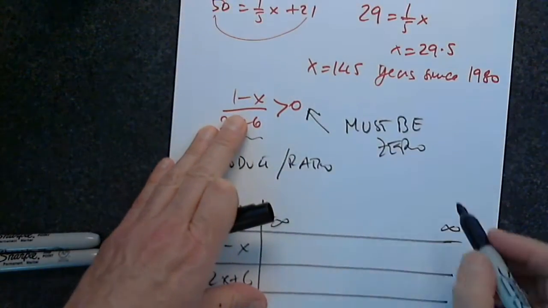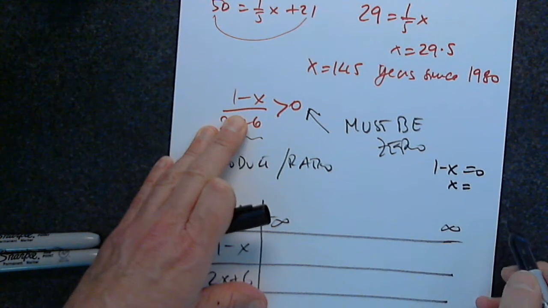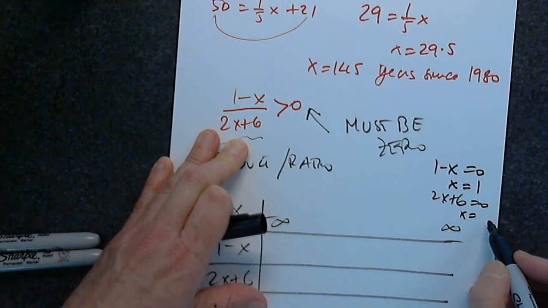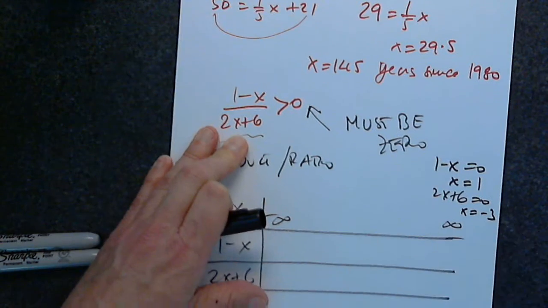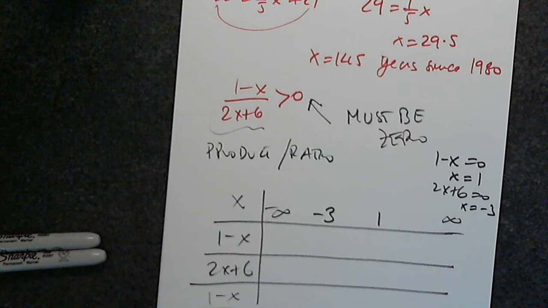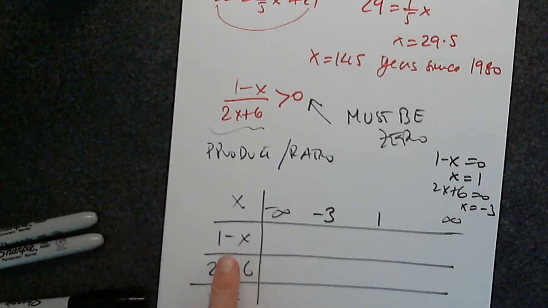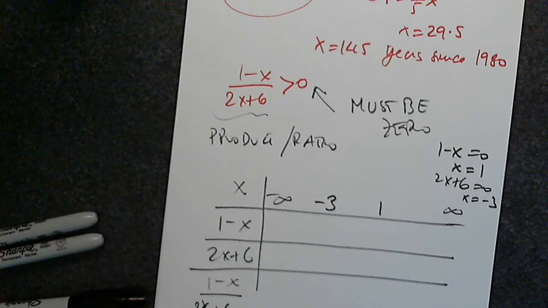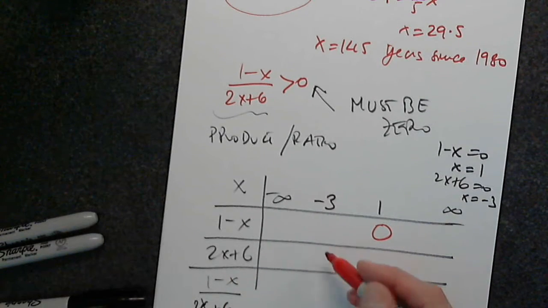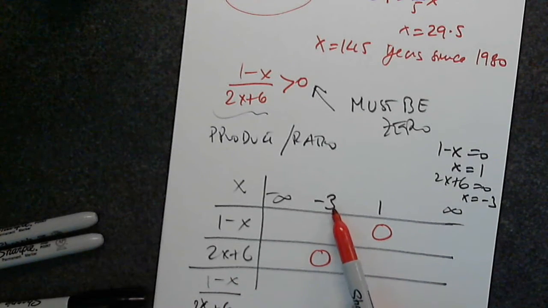So where is 1 minus x 0 for x equals? Perfect. Where is 2x plus 6 0 for x equals? Perfect. So in order from left to right, I have to put -3 first and 1 next. So we determine the so-called zeros of those 2 factors. So there is a 0 in a row for 1 minus x. Under? Perfect. There is a 0 for the row of 2x plus 6. Under? Perfect. So now when x is -3, what happens to this whole fraction?